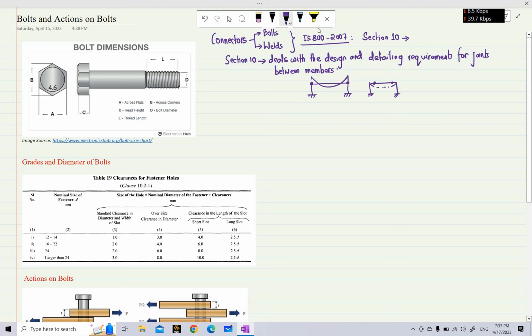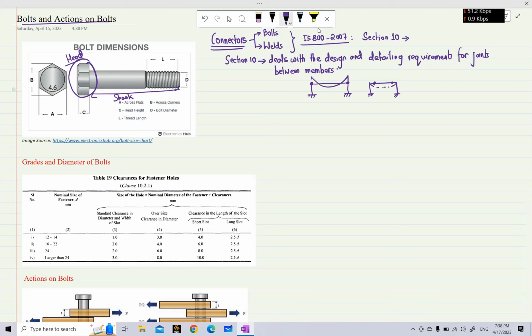So this was the recap of our previous lecture. Today we will start with bolts and action on bolts. First let's look at what bolts are. A bolt is a connector that has a head at one of its ends. This part of the bolt is known as the head, and this part is known as the shank. So a bolt is a connector composed of 2 parts, the head and the shank.